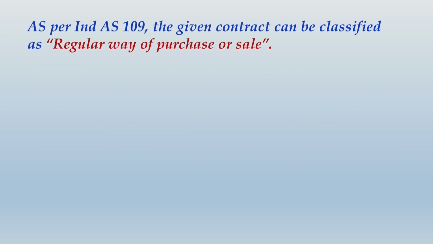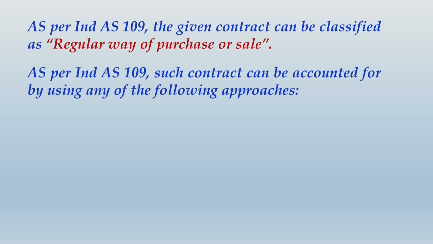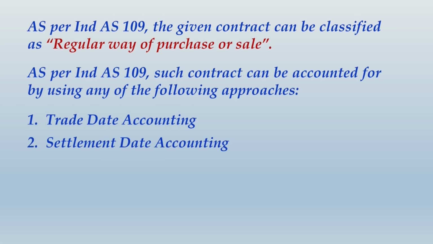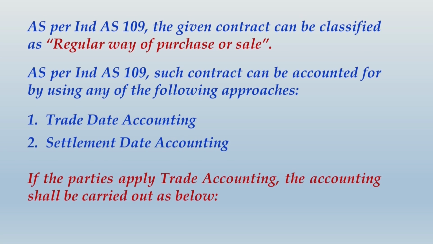In your solution, you would first write, as per Ind AS 109, the given contract can be classified as a regular way of purchase or sale. As per Ind AS 109, such a contract can be accounted for by using either of the following approaches, trade date accounting or settlement date accounting. This question has emphasized trade date accounting, so we would write, if the parties apply trade date accounting, the accounting shall be carried out as below. So friends, write up this description first and then we will write up those entries.